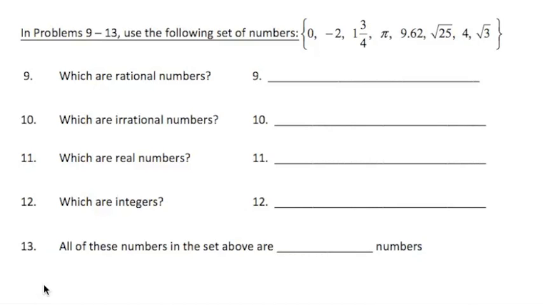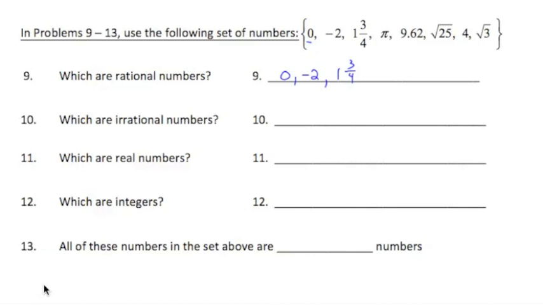So question 9, which are rational numbers? Well, rational numbers are the numbers that can be represented as a fraction. So let's take a look here. This first one, 0, I can definitely represent 0 as a fraction. I write it as 0 over 1, so that is a rational number. Negative 2, I can definitely write negative 2 as a fraction. That would be negative 2 over 1, so that is also a rational number. A mixed number, I could change that mixed number into a fraction, so that's also a rational number.